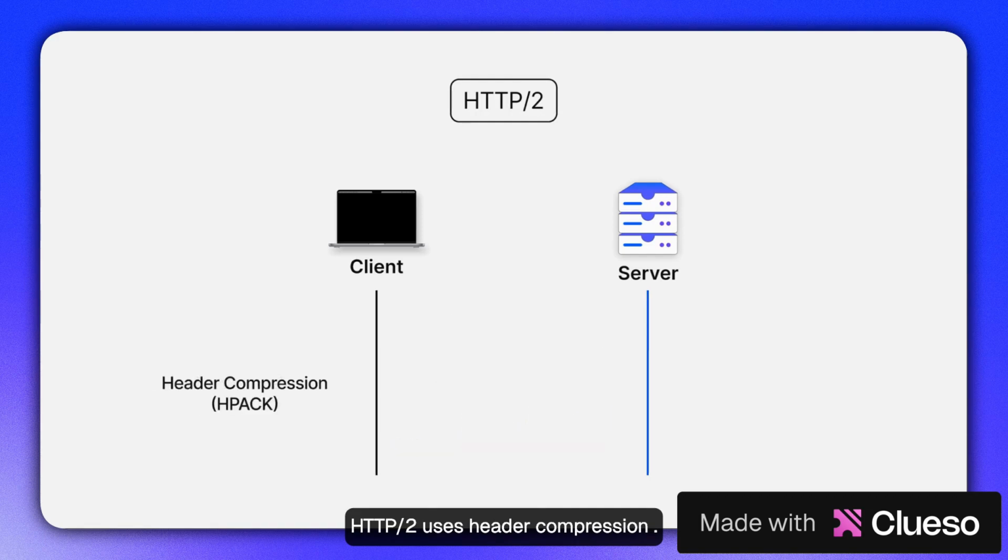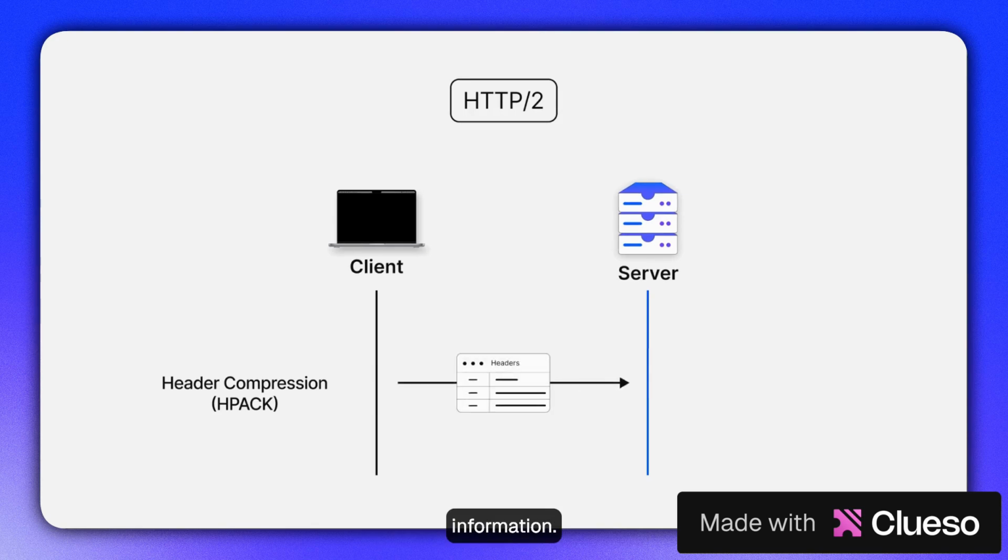HTTP 2 uses header compression. It remembers our information from the first request, so for the rest of the requests, we only send the new information. This reduces the amount of data being sent.